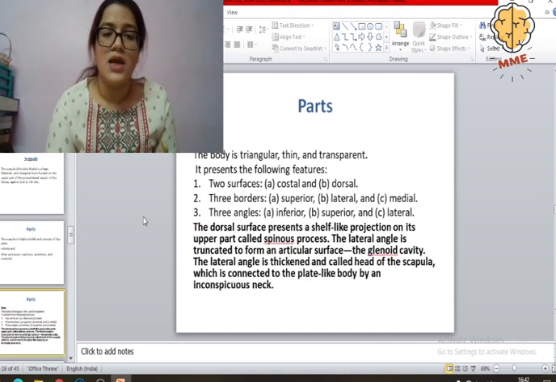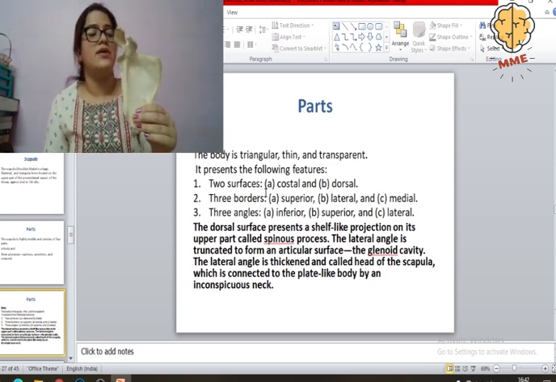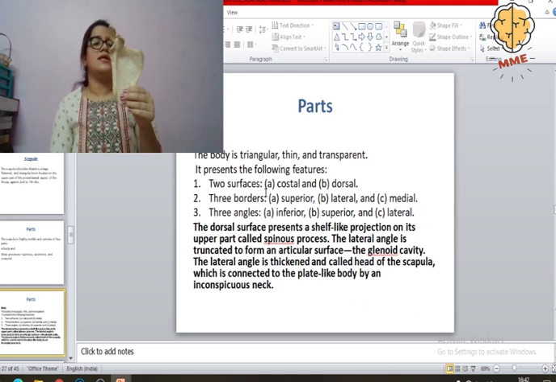Let's begin. Now we talk about the body proper. So the body is triangular, thin and transparent. How do you know it's thin and transparent?